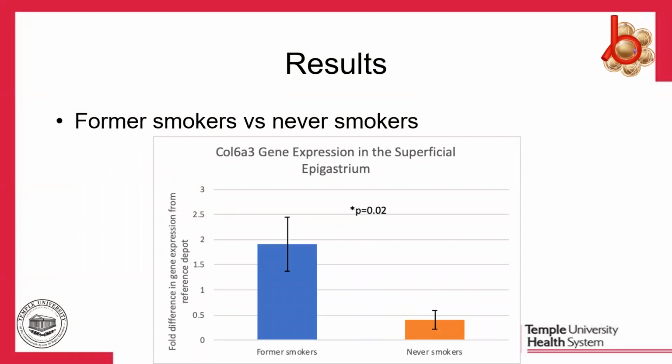However, after controlling for smokers versus non-smokers, you will note that former smokers have gene expression of collagen 6 alpha 3 nearly twice as high as the reference depot, whereas never smokers have nearly half the expression of collagen 6 alpha 3. Collagen 6 alpha 3 gene expression was also found to be higher in the superficial abdominal depots of former smokers than in never smokers.